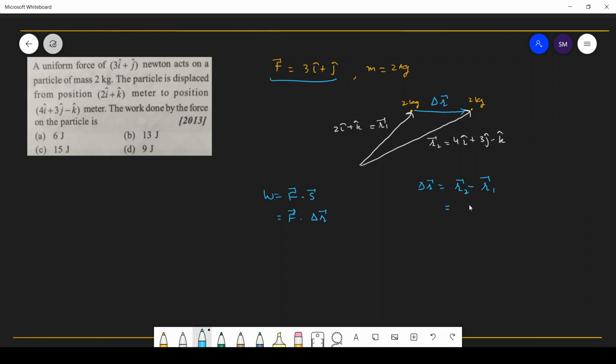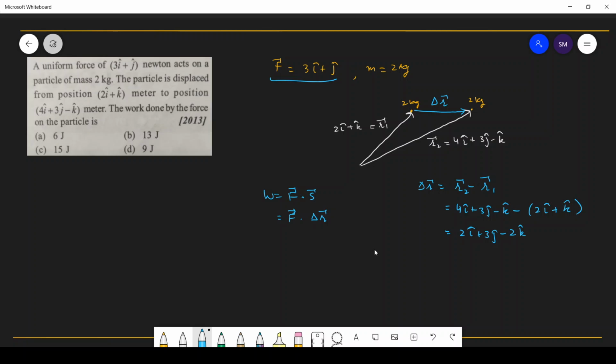So what is delta R here? R2 is 4i cap plus 3j cap minus k cap, minus 2i cap plus k cap. What does this come out to be? 4 minus 2 is 2i cap. The j is not there, so plus 3j cap, and this minus k cap, and this minus k cap, so minus 2k cap.